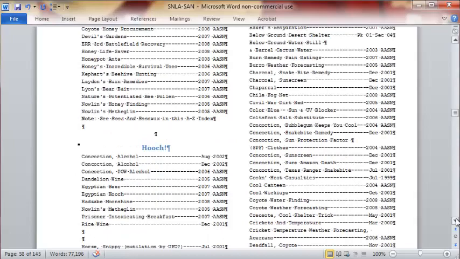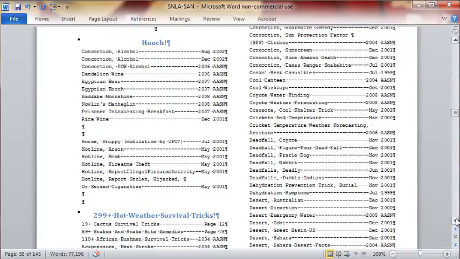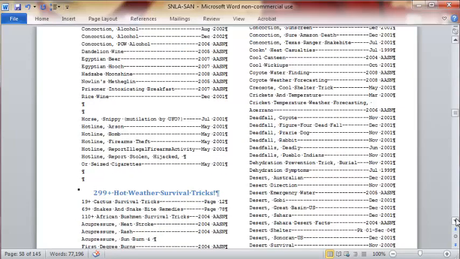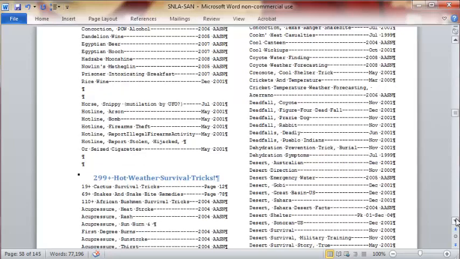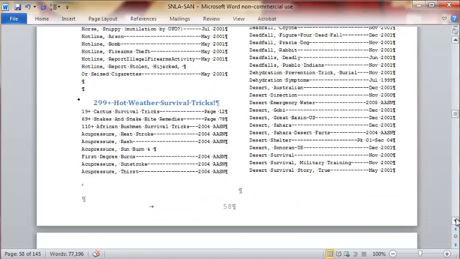Hooch. I talk about how to make your own hooch. I also talk about where to get kits so you can make your own beer or wine. But what I talk about is how the POWs, prisoners of war, made their own hooch.